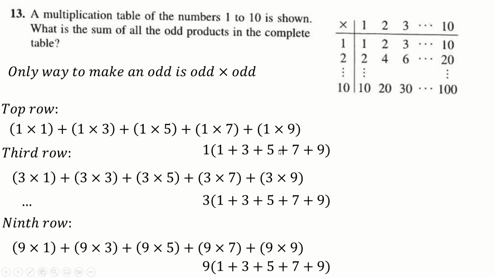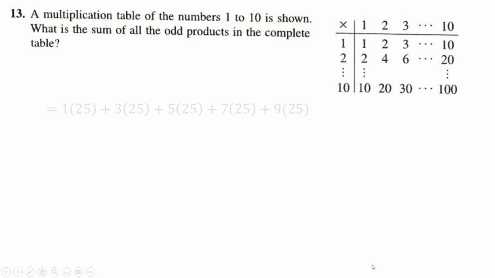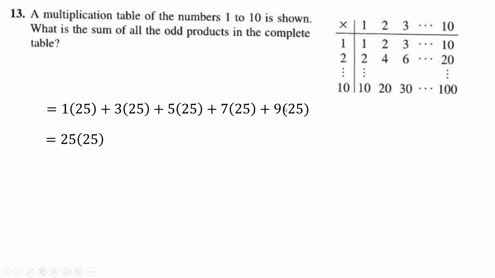1 plus 3 is 4, plus 5 is 9, plus 7 is 16, plus 9 is 25. This is 1 times 25, this is 3 times 25, this is 9 times 25. We've still got the 5 and the 7 rows in the middle here. So we're going to do 1 times 25, plus 3 times 25, plus 5, plus 7, plus 9 times 25. And this is just 1 lot of this, plus 3 lots of that is 4 lots of 25, 9 lots of 25, 16, 25 lots of 25 is going to be the answer, which is 625.